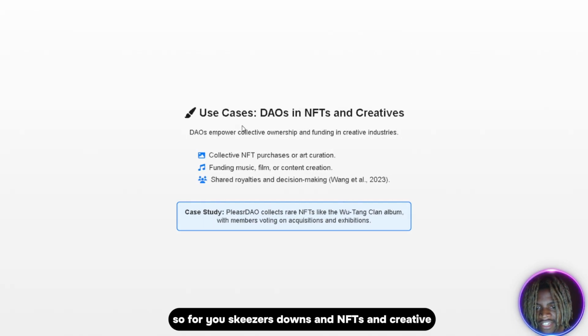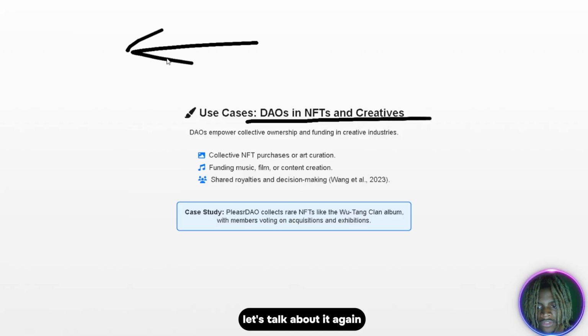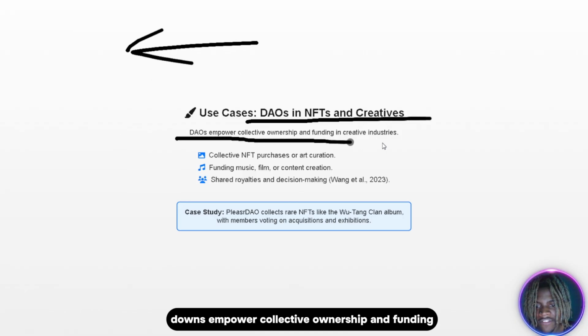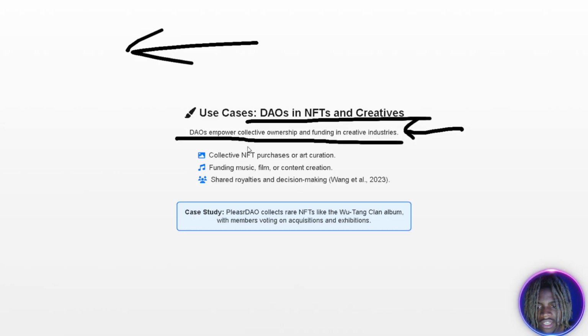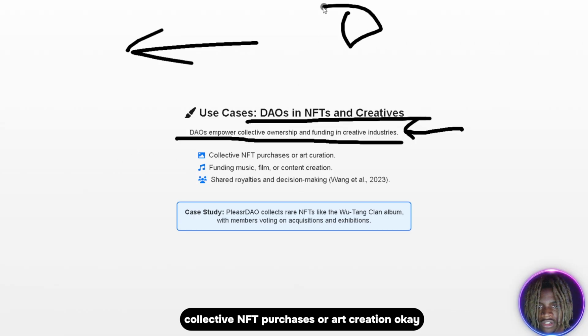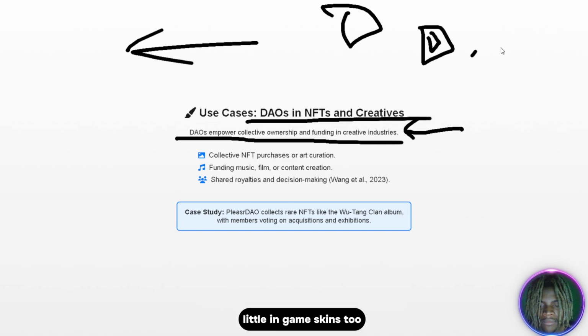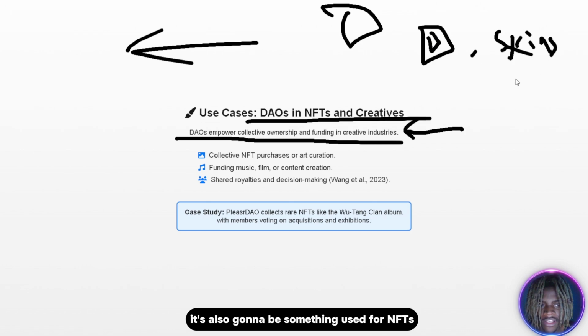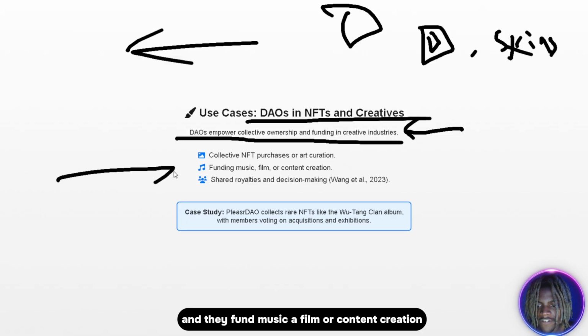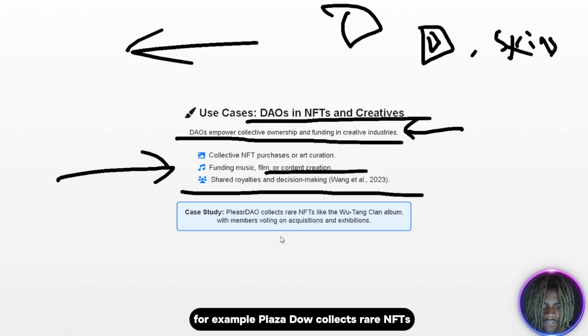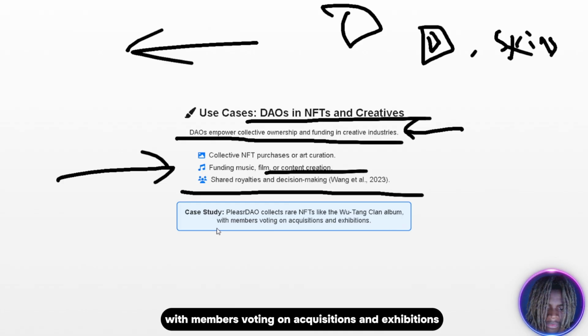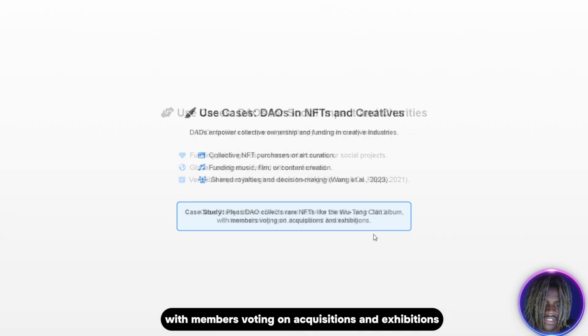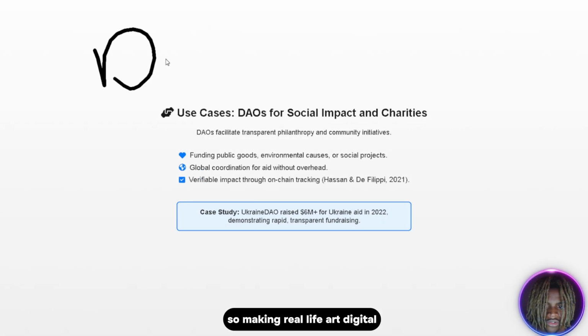So for use cases, DAOs and NFTs and creative. Just like we talked about NFTs before, let's talk about it again. DAOs empower collective ownership and funding in creative industries. Collective NFT purchases or art creation, okay? I'm sure you guys have seen NFT art and stuff like that, stuff for games too, little in-game skins too. It's also going to be used for NFTs, and they fund music, film, or content creation, and shared royalties and decision making. For example, PleasrDAO collects rare NFTs like the Wu-Tang Clan album, with members voting on acquisitions and exhibitions, so making real life art digital.